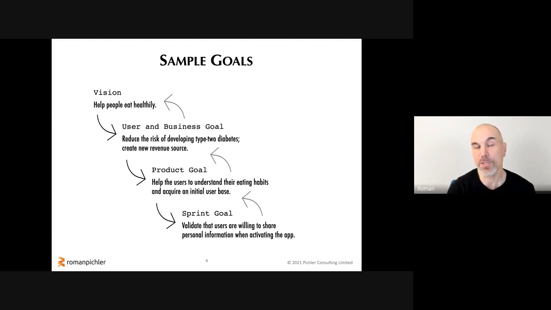And maybe we have to adjust the vision, or maybe we should just stop the development efforts and look for a different vision and a different idea altogether. So again, these are connected, cascading goals. Now, I've mentioned that I like to use a product goal to describe a specific benefit that the product offers. And so here it again stands between the user and business goals and the sprint goal.